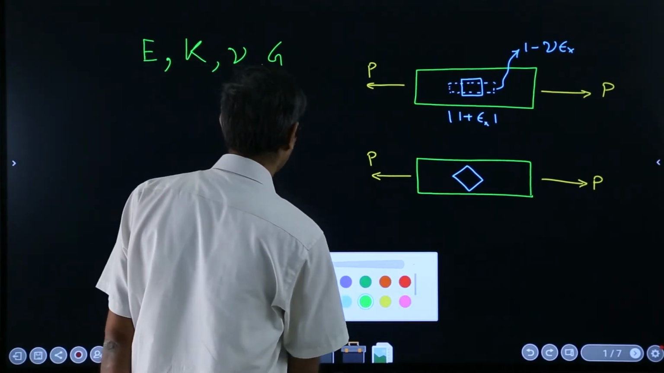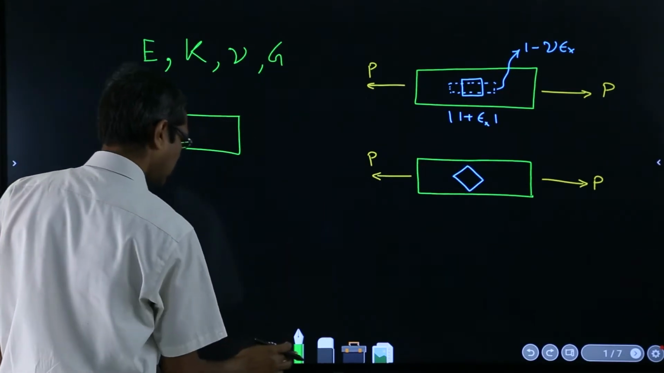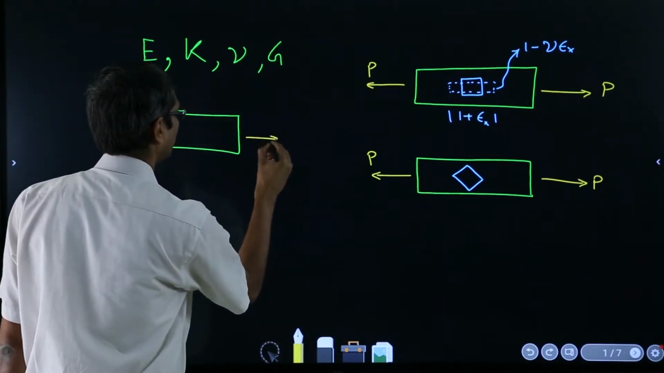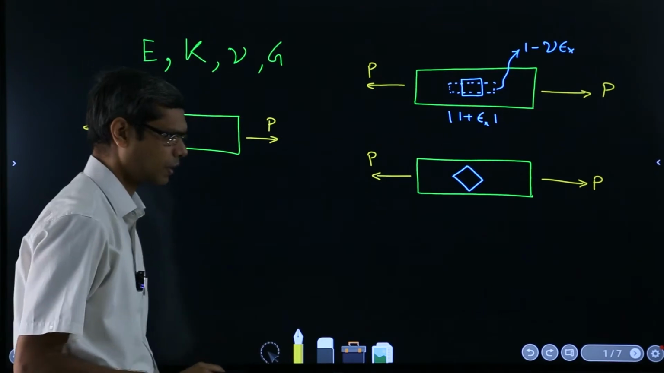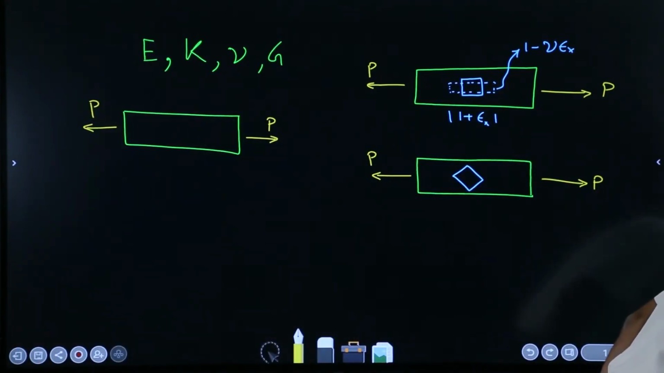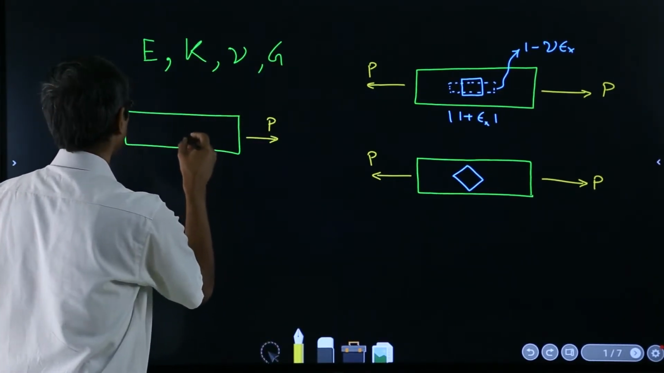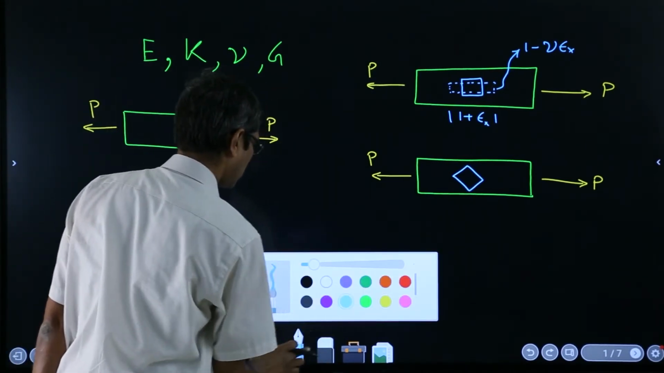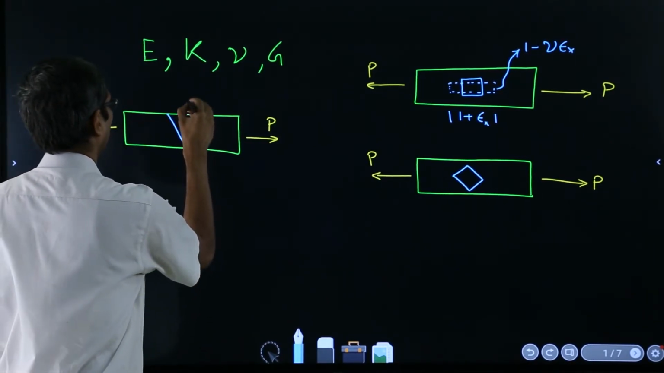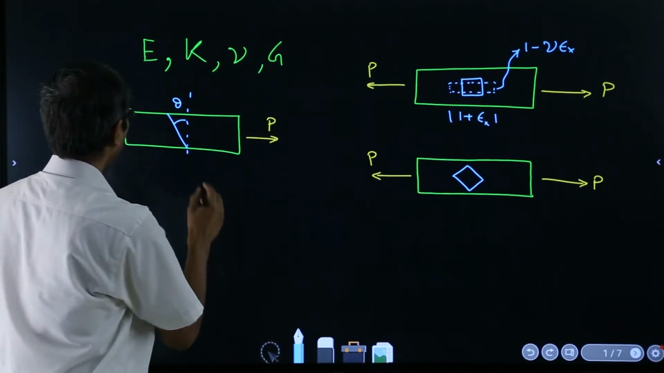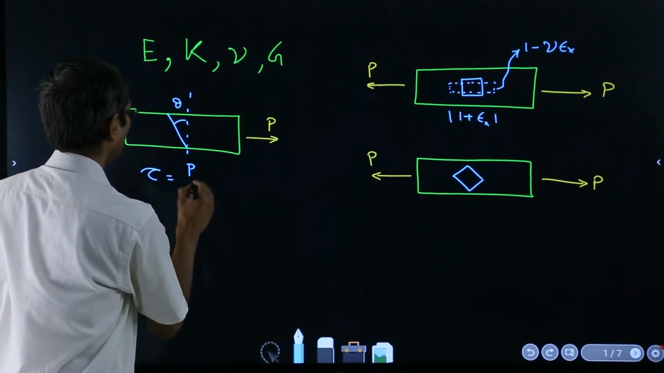I will just make that drawing here, so that if somebody does not remember, so if this is P and this is P, then what happens is, if I look for an area which makes an angle theta, then the shear stress which acts on that surface is P over A.